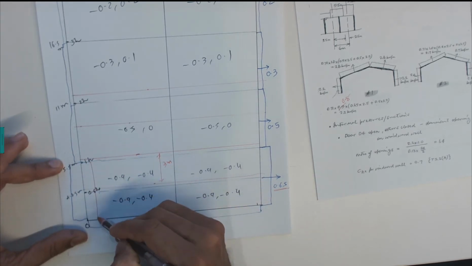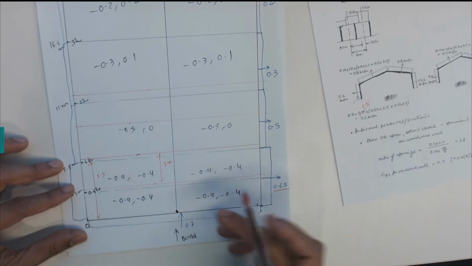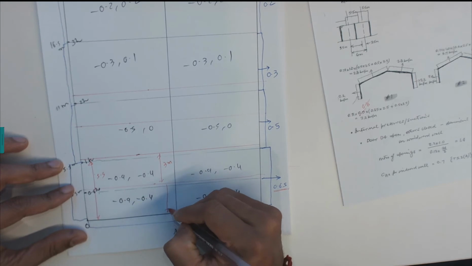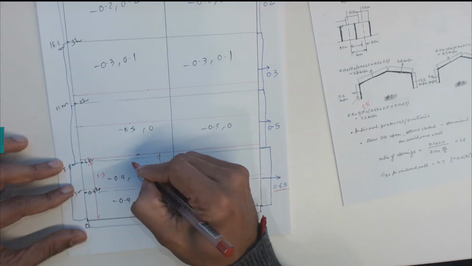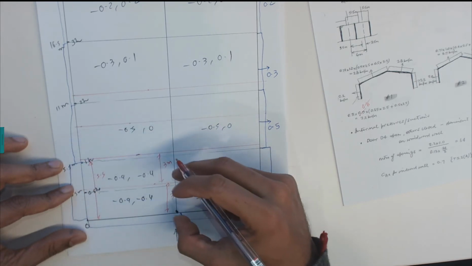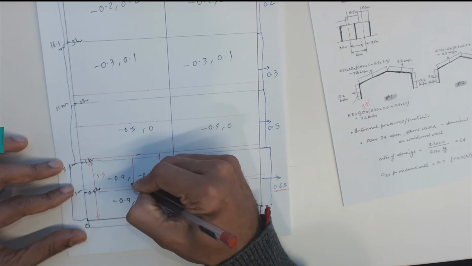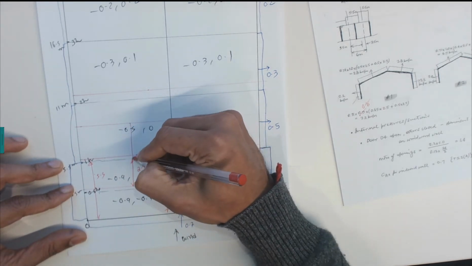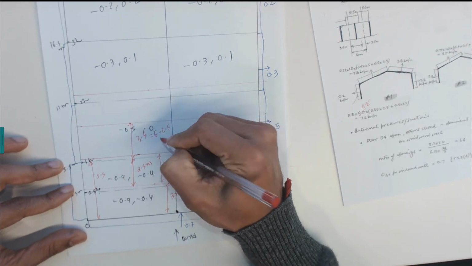So 2.5 can be obtained because this distance is 5.5. Because this distance is 3 meters, 5.5 take away 3 will give us this distance between 3 meters and 5.5 meters. So that gives us this distance of 2.5 meters, and this distance gives us 3.5 meters, which is 6 take away 2.5, that gives us 3.5 meters.